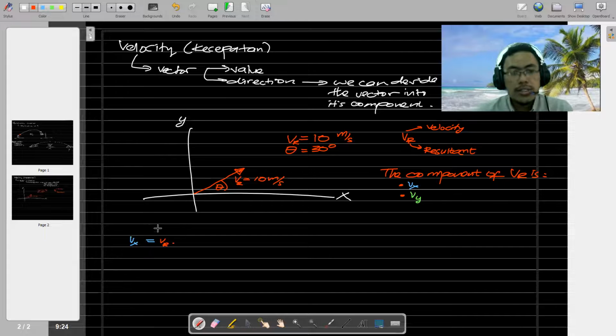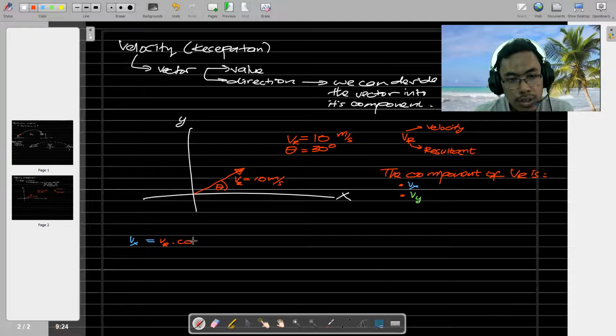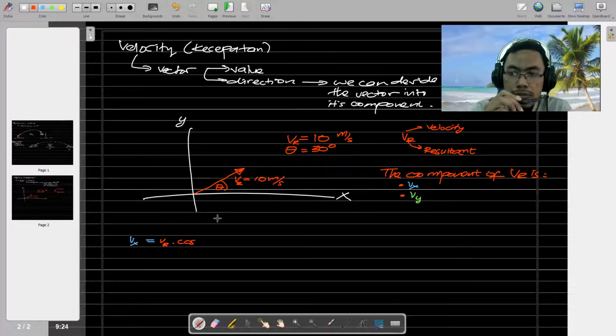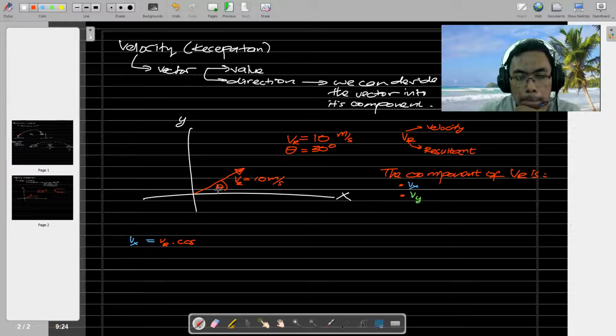VR times sin, not sin, but cos. Cosine. So we are going to use basic concepts of trigonometry in this topic. The reason why I choose cos here is because the known angle, sudut yang diketahui, is the angle between the VR and the component on the axis.